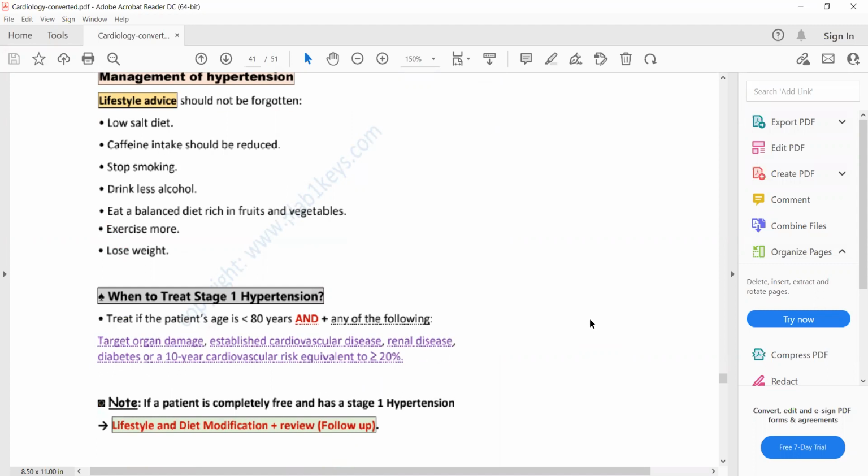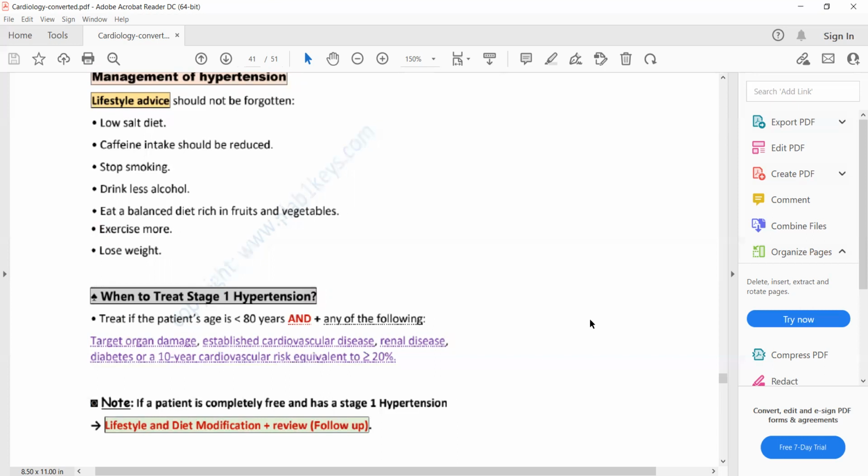We will only treat stage 1 hypertension if the patient has target organ damage, established cardiovascular disease, renal disease, diabetes, or a 10-year cardiovascular risk of more than 20%. So stage 1 hypertension does not require any treatment unless the patient has some other diseases such as cardiovascular disease, renal disease, diabetes, or a cardiovascular risk of more than 20%. Only in these cases, we will treat stage 1 hypertension.